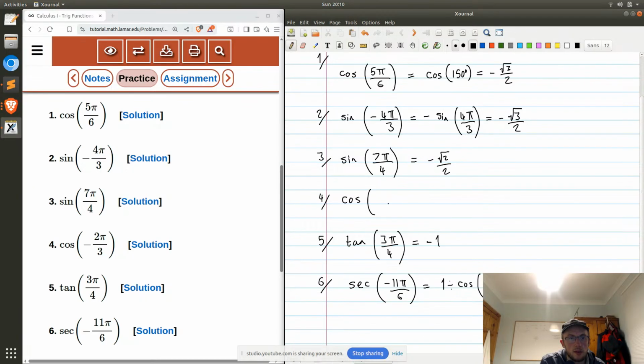Then you had cosine of negative 2 pi over 3. Cosine is even, and therefore I can just compute cosine of 2 pi over 3, which is cosine of 120 degrees, which is 30 degrees below the axis, so a half. Negative a half, beg your pardon. Negative a half. I think that's right.